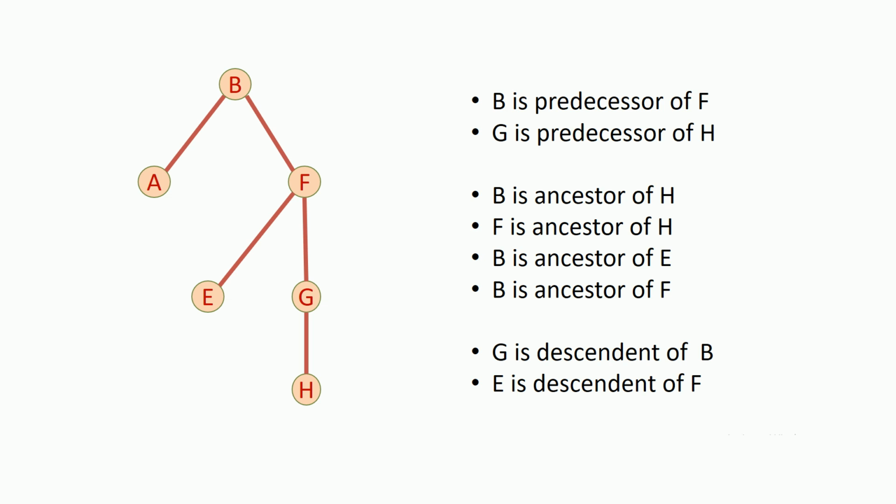On the other hand, we can say that H is a descendant of G, or H is a descendant of F, or G is a descendant of B. Likewise. So, with those terms in our bag, let's move on to discuss predecessor subgraphs.